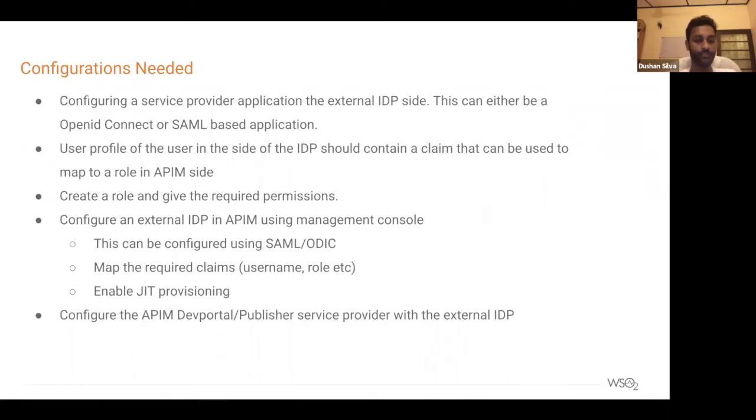After that, you need to add an external IDP on the APIM side using the management console. When you're adding this external IDP, you will have different configurations. If you are configuring a SAML-based app, you will need to enter here the configurations you took from your external IDP, and the same goes for OpenID Connect.